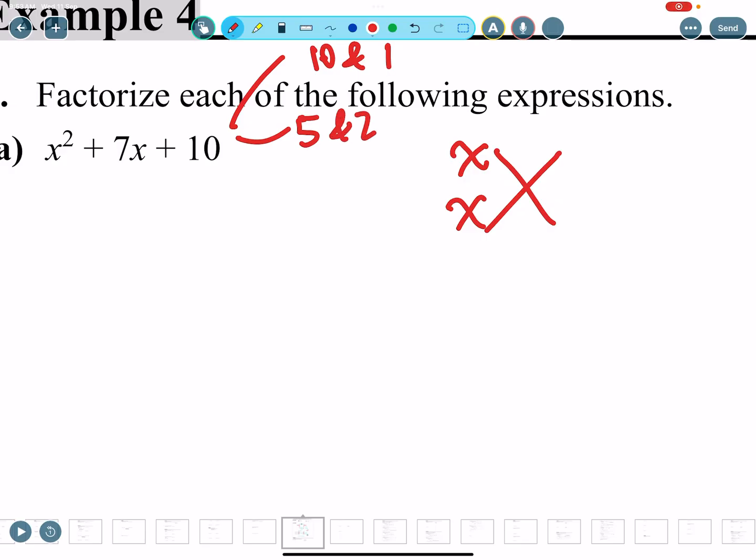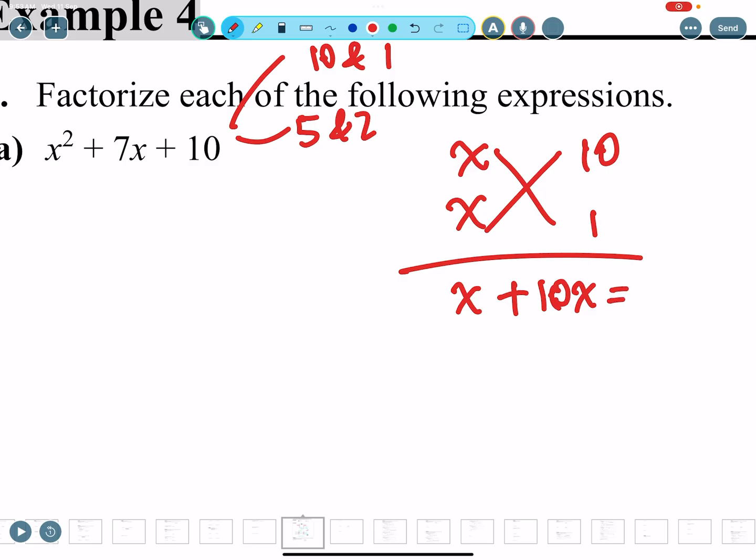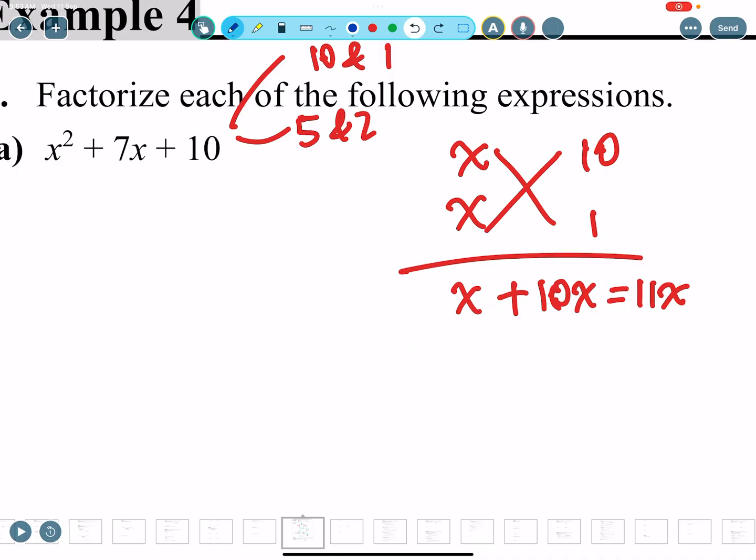So we're gonna think about it. You're gonna play with the numbers, basically. So if I put 5 and 2 here, or maybe let's put the wrong ones first, 10 and 1. If I put 10 and 1 here, the cross basically means you're gonna multiply them. 1 times x is x, 10 times x is 10x. So x plus 10x is gonna give you 11x. And now you compare with the middle term to see if you got the right combination. If it's not matching, this is the wrong combination and you have to try a different one.